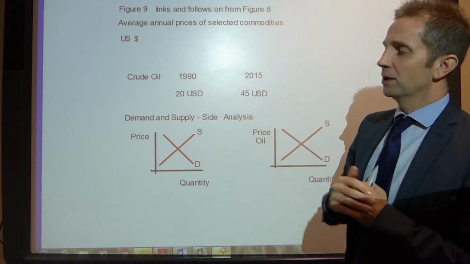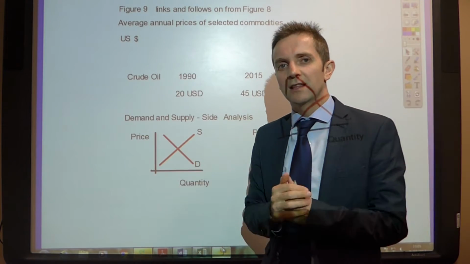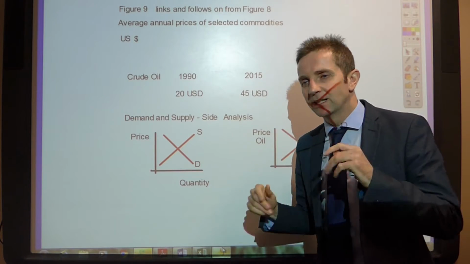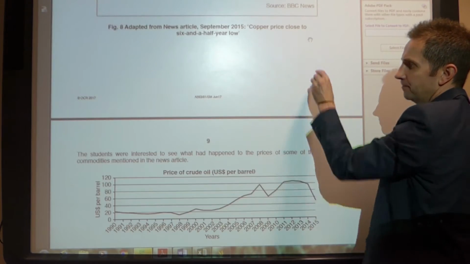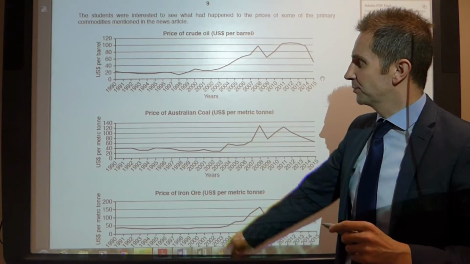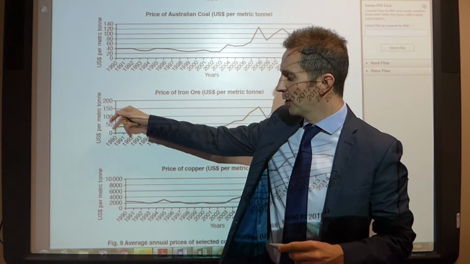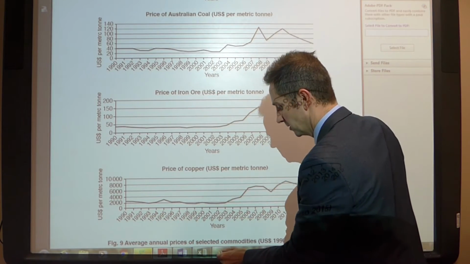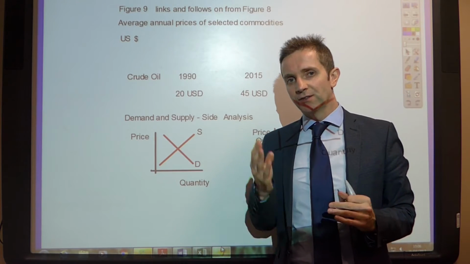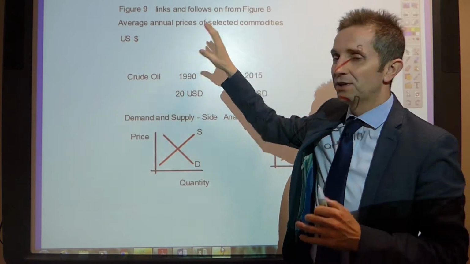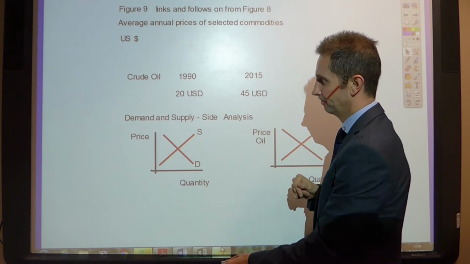So, first of all, as I've already pointed out, figure 9 links to and follows on from figure 8. So make sure that you're looking at these 2 extracts, these 2 figures, in conjunction with one another. Look carefully at the data, ladies and gentlemen, on figure 9. And you will see that these are all being expressed in US dollars per barrel, US dollars per metric ton, US dollars per metric ton, US dollars per metric ton. So that's just an important point of info, really. And what are we looking at in each of these charts, the 4 charts? It's the average annual prices of a particular commodity, be that iron ore, copper, steel, whatever it may be.